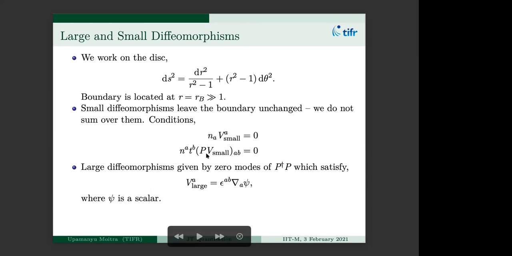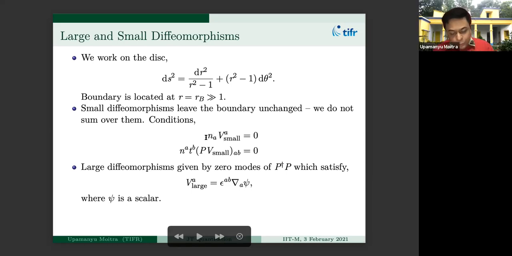The diffeomorphism should be in the direction that does not have a component in the normal direction. So this V^a should have no component along the normal direction, and this delta g_ab when dotted with this N and T, that should be 0.